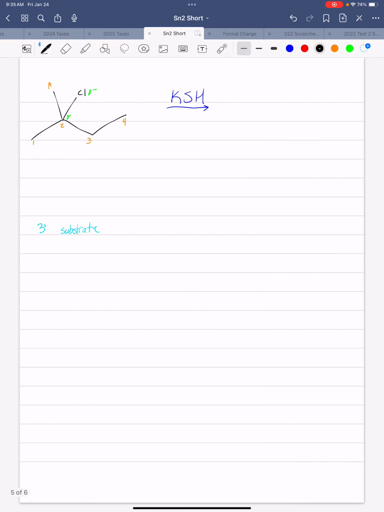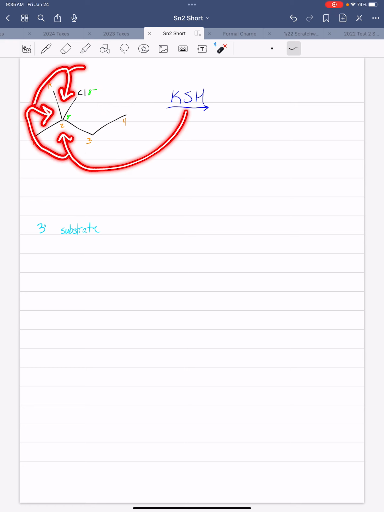Now lastly, when we deal with what we call a tertiary substrate, our alpha carbon here is directly connected to 3 other carbons, and that's why we call it tertiary. We have too much steric hindrance here because carbons A, 2, 1, and 3 are all sp3, so they all occupy 3-dimensional space. It's too crowded. So it doesn't matter what angle our thiol comes in at, it's too crowded for it to come in here and bust off this leaving group.